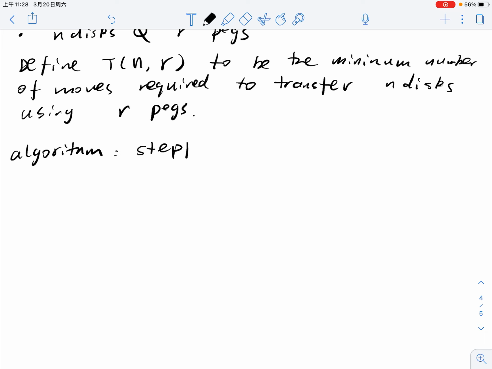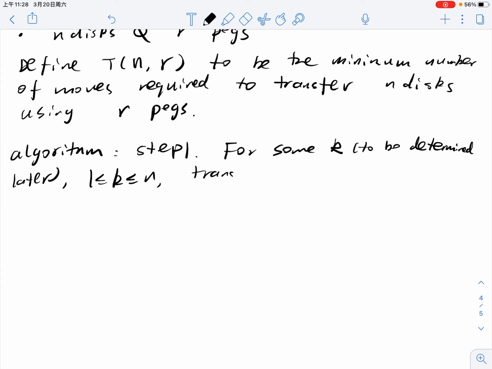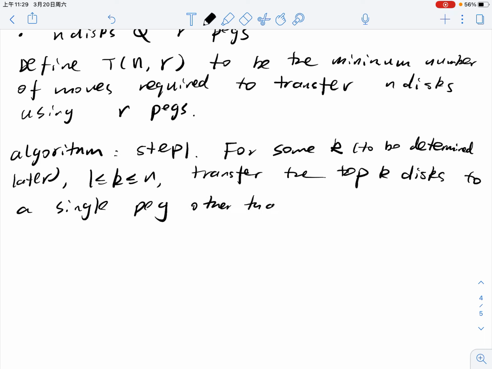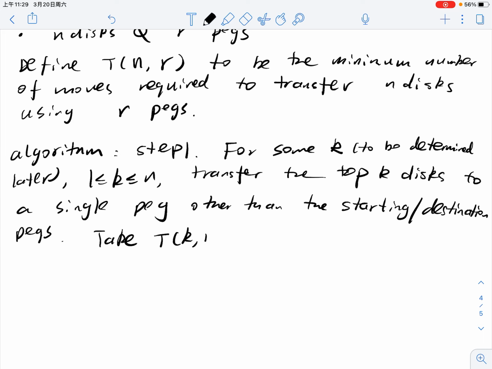So step 1, for some k to be determined later, for some k between 1 and n, transfer the top k disks to a single peg other than the starting or destination pegs. And this takes T(k,r) moves.